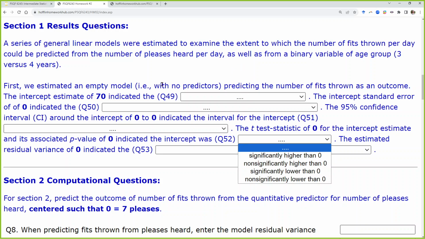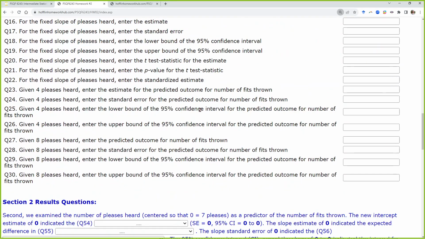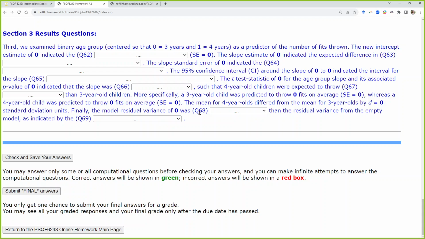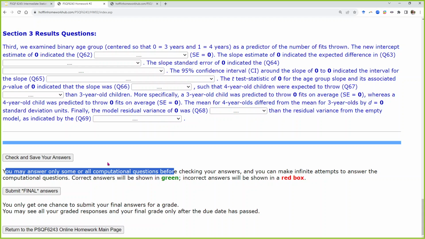And these ones you do not get feedback on immediately. You do get feedback on the numbers immediately. At the bottom, it will tell you whether or not you have all your computational answers correct. When you do, it will say, good job. And you can celebrate with that. Okay, does that help clarify how this works?